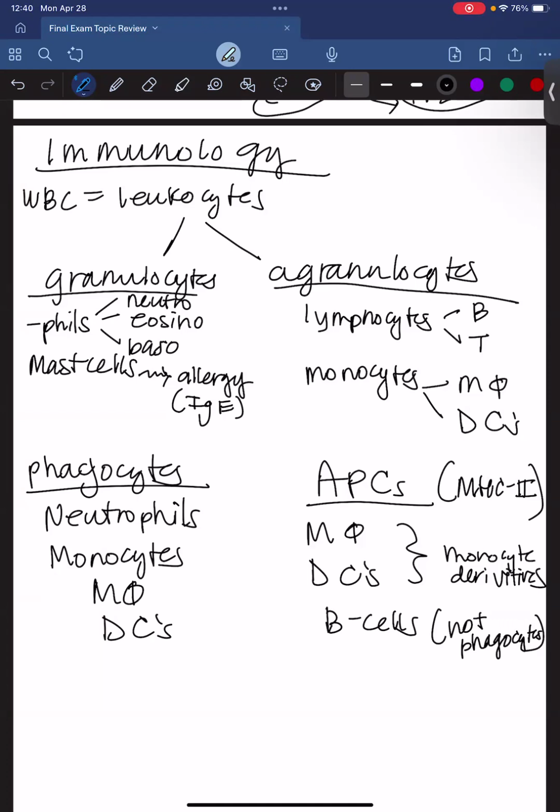And now, what is MHC for? What does MHC do? Major histocompatibility complex. Gene for cell markers. Major histocompatibility complex.